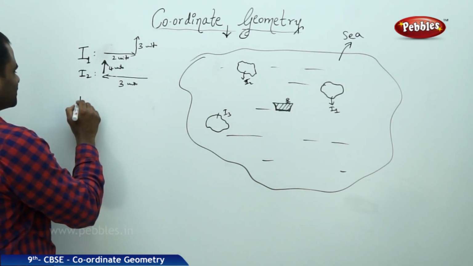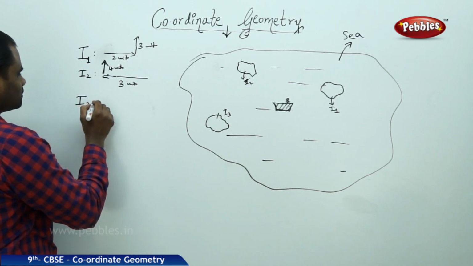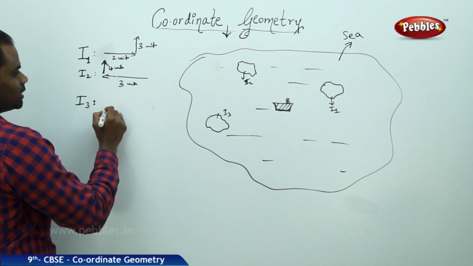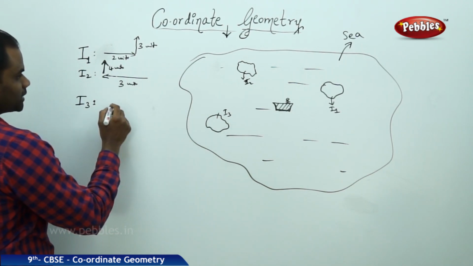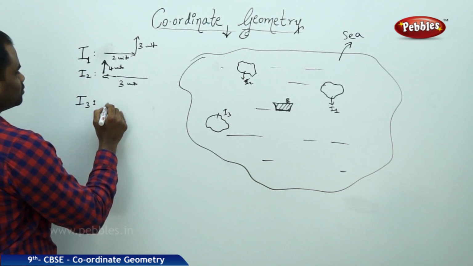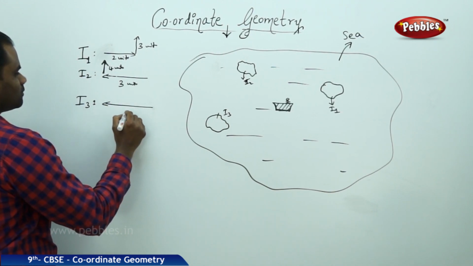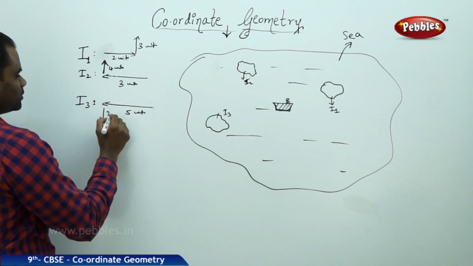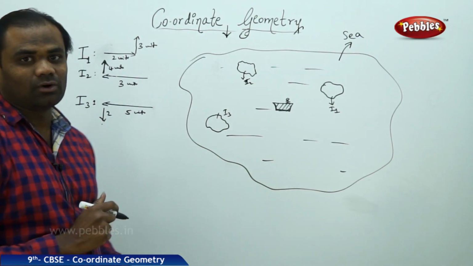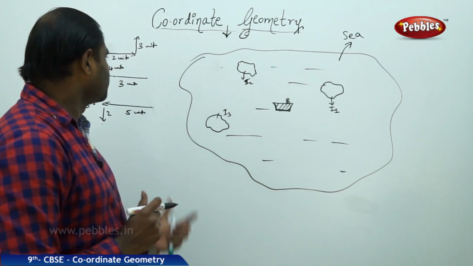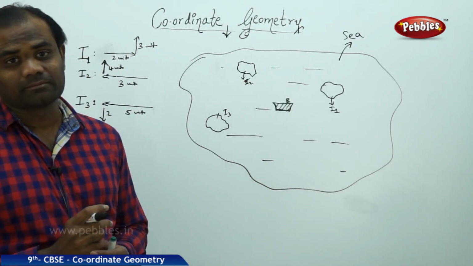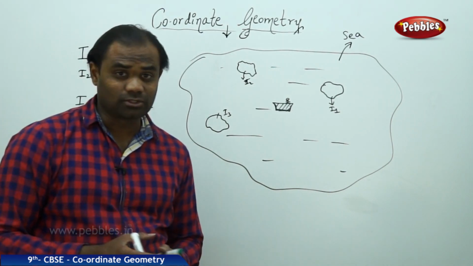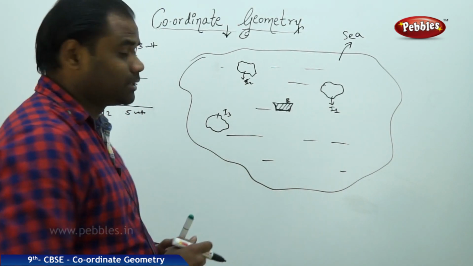And the third island is about the person moving to island 3, where he is 5 units left and 2 units down. This is how he estimates each of I1, I2 and I3. I1 stands for island 1, I2 stands for island 2 and I3 for island 3.